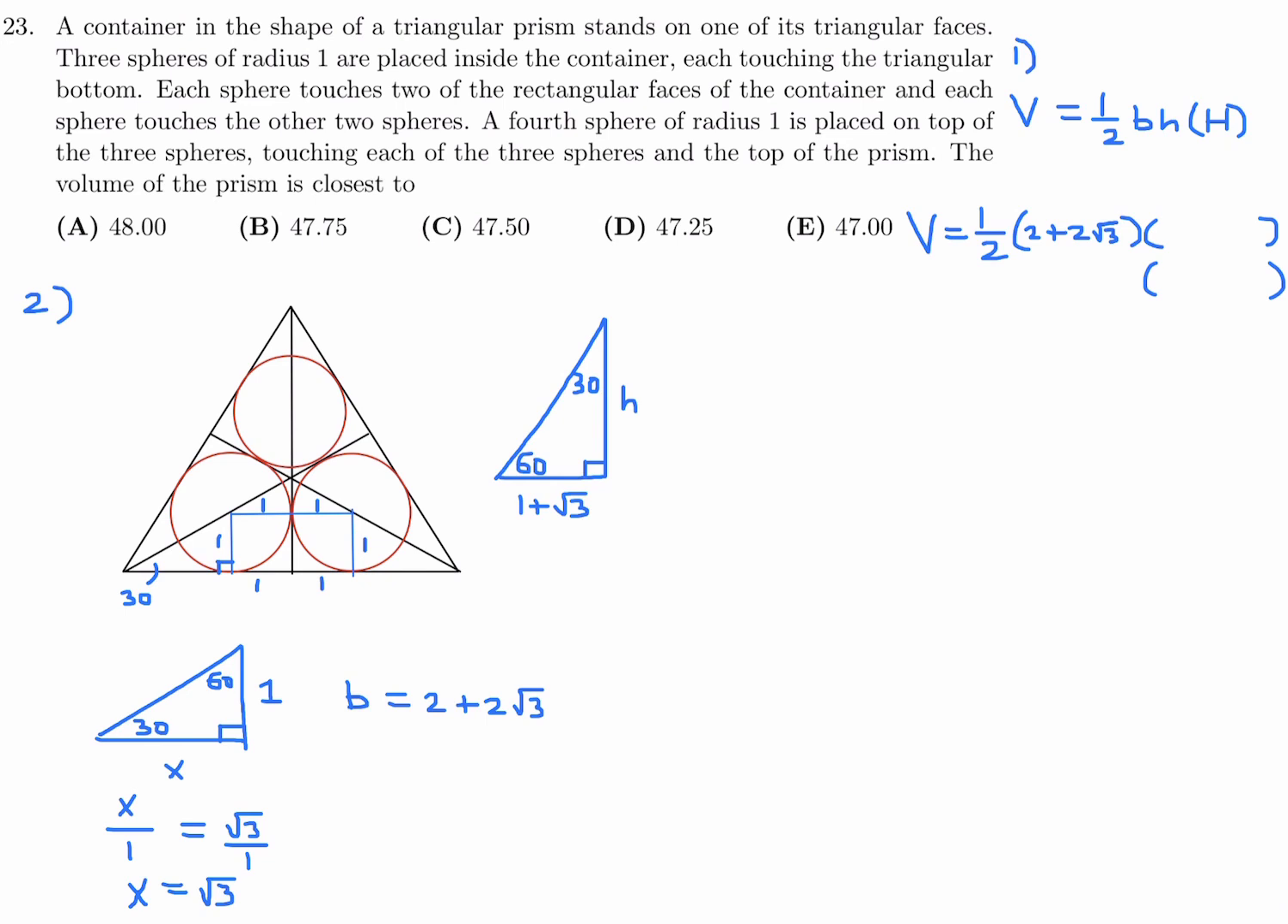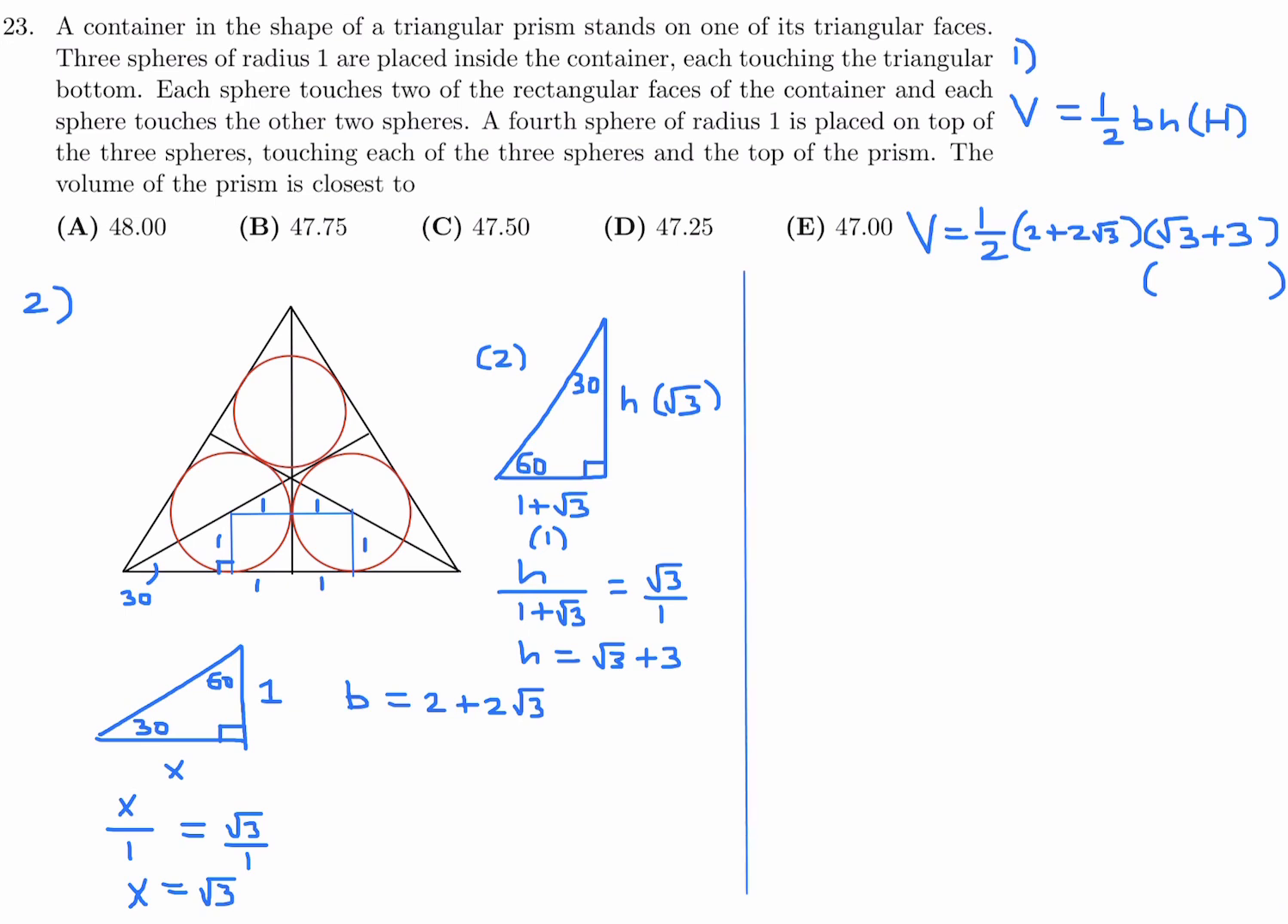So again, using the angles of a 30, 60, 90 triangle, the ratio of the sides are always 1, 2, and root 3. So h over 1 plus root 3 is equivalent to root 3 over 1. So h looks like root 3 plus 3. Okay, put that in here. Root 3 plus 3. All I have to do now is figure out the big H, and I'm done with the question. So what is big H? It's the height of the entire prism, so top to bottom.